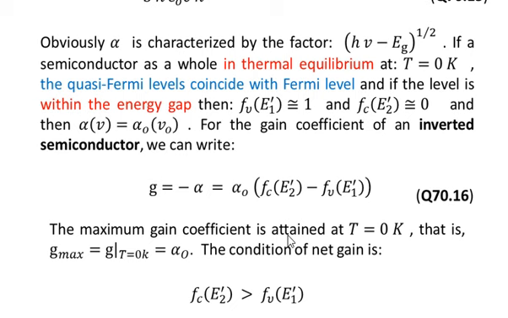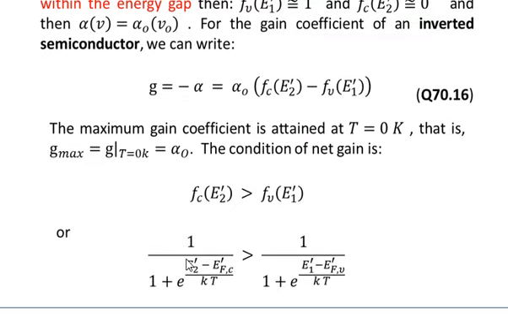The maximum gain is attained at 0 Kelvin. That is, G max, the maximum gain, is equal to G at temperature 0 Kelvin, and that will be equal to alpha naught. The condition of the net gain is that Fc of E2 prime is greater than Fv of E1 prime.